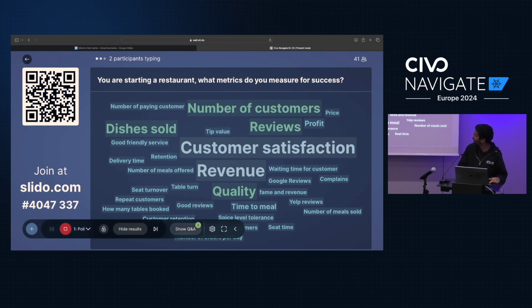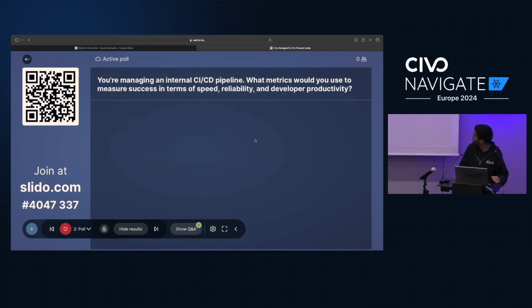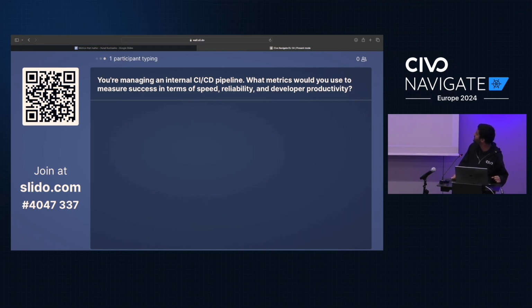Okay, a lot of different answers. Cool. Fame and revenue, Yelp reviews. Yeah. All right, next one. This is a bit more technical. You're managing an internal CI/CD pipeline. What metrics would you use to measure success in terms of speed, reliability, and dev productivity?